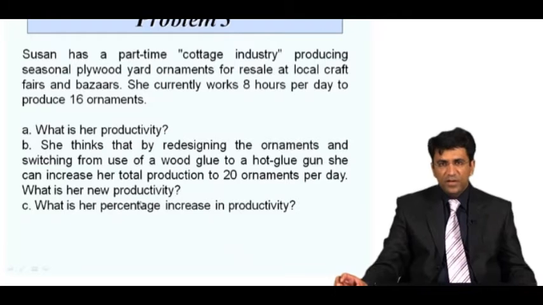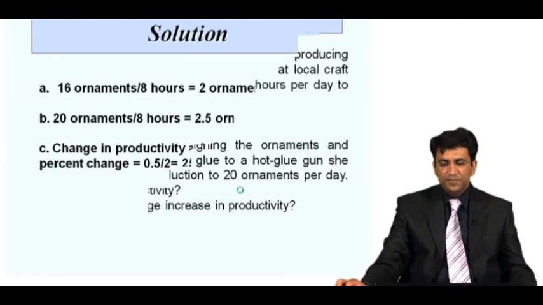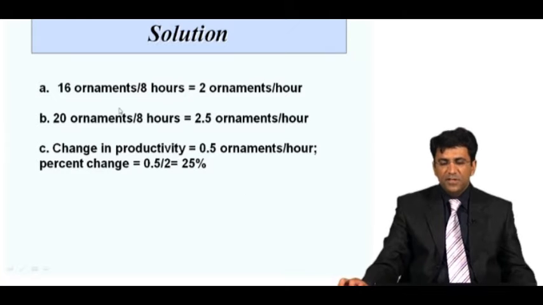Now students, again this is a verbal question. The new output is 20, so we will divide 20 by the same labor hours, that is 8 hours, so 20 by 8 will give you the new productivity. This is the case, 2 ornaments per hour, old productivity. 20 ornaments divided by 8 hours is equal to 2.5 ornaments per hour. This is the new productivity. And again, you can use this similar formula for the improvement in productivity, and there is 25% improvement in productivity in this particular case.